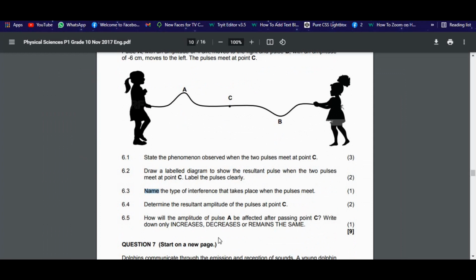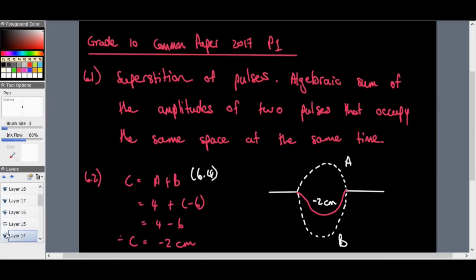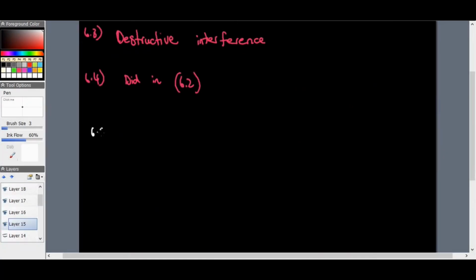6.5, the last one here, 1 mark. How will the amplitude of pulse A be affected after passing C? Write down increases, decreases, or remains the same. Usually when this happens, for 6.5, I'll leave it in white and I'll write in maroon maybe. After the 2 pulses have passed the meeting point, they usually return to their original amplitude. So the answer to this would be none other than remains the same. It will go back to the amplitude it started with, which was 4 centimeters.